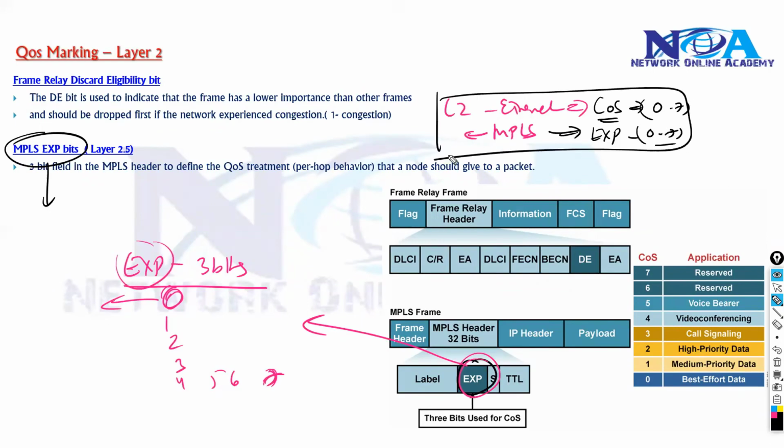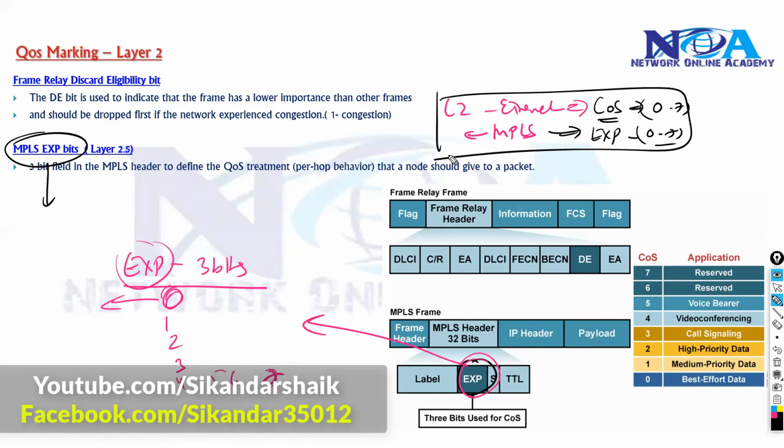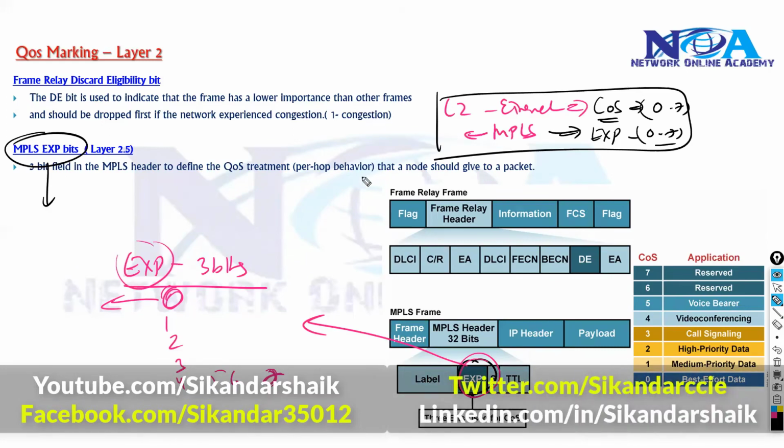That's the only difference, because the different types of networks carry different types of headers, and based on that, the names will differ. But most of the time in today's networks, we'll be using either Ethernet or MPLS. The name will change, but overall the values remain the same here.